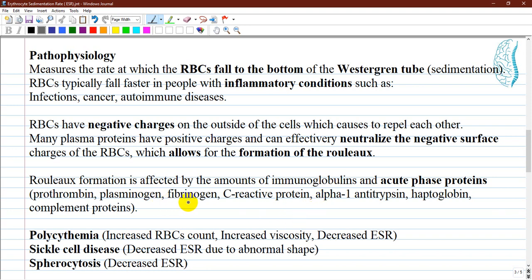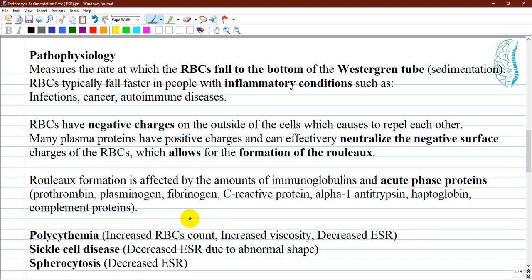So, rouleaux formation is affected by the amount of immunoglobulin and acute phase proteins like prothrombin, plasminogen, fibrinogen, C-reactive protein, alpha-1 antitrypsin, haptoglobin, and complement proteins, like cytokines.